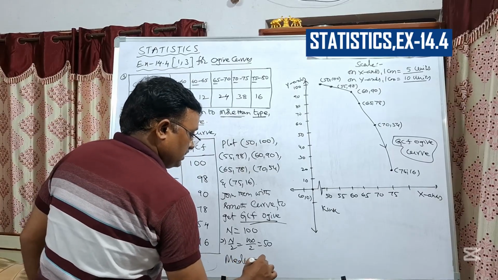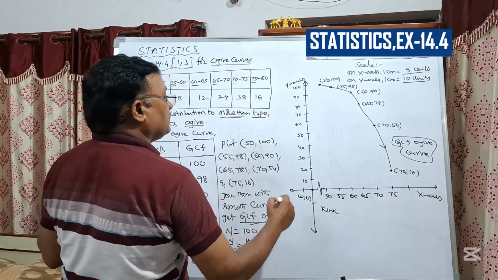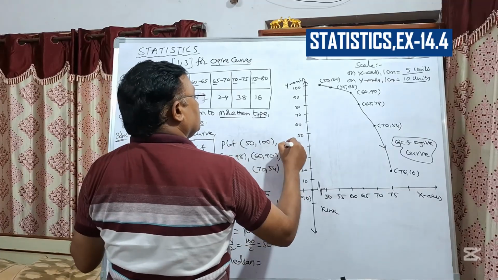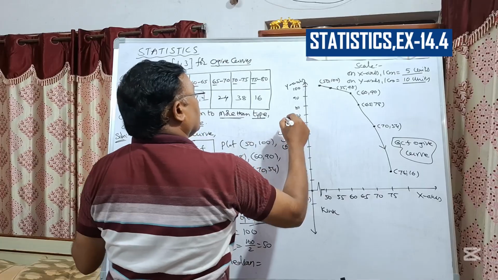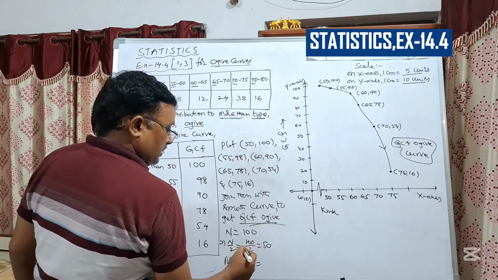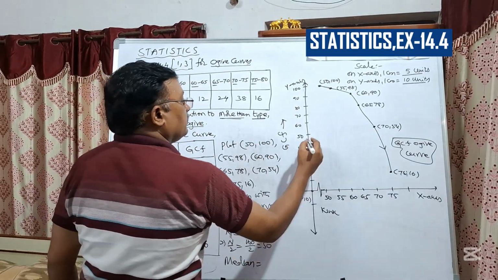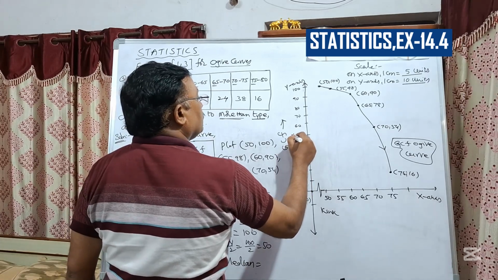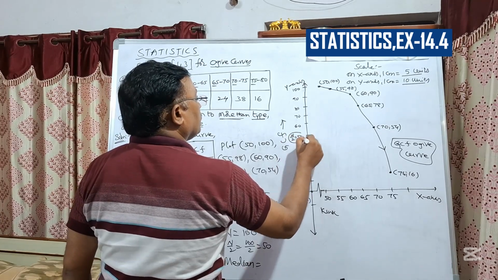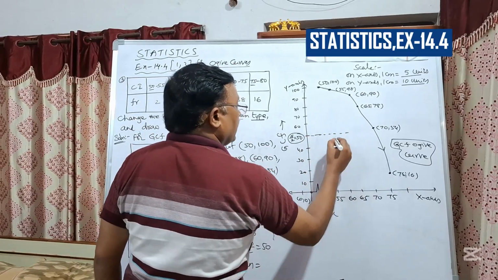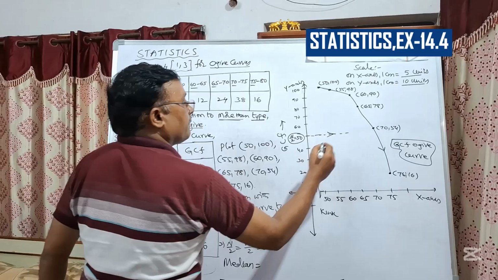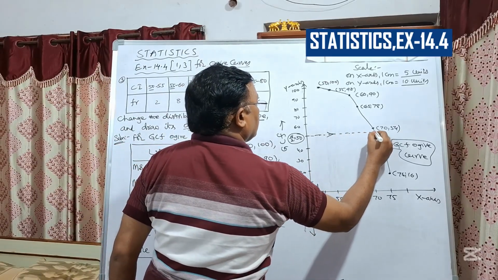Okay. What does this 50th observation mean? In this GCF, on the y-axis, take the n by 2 value, the middlemost value 50. It is here. N by 2 value 50 is here. Draw a line parallel to the x-axis. This is the direction. Extend it to touch the curve at a point.